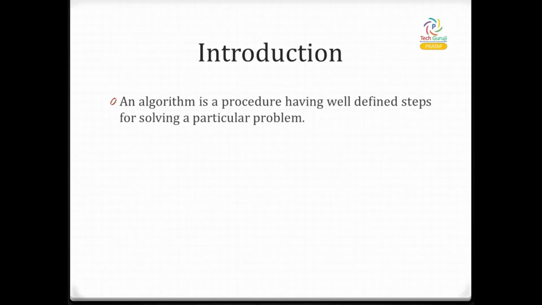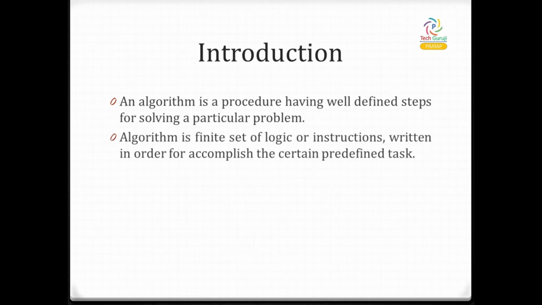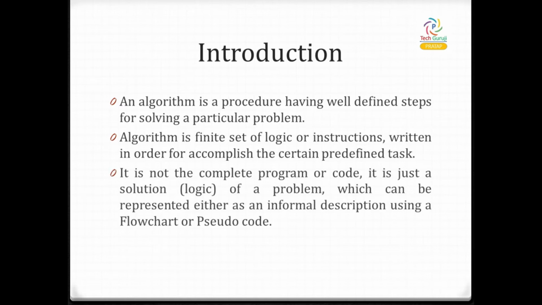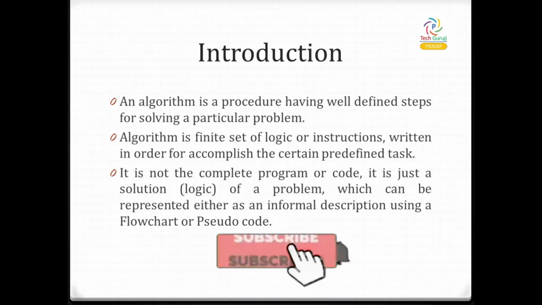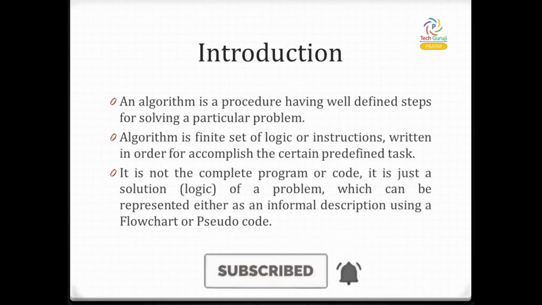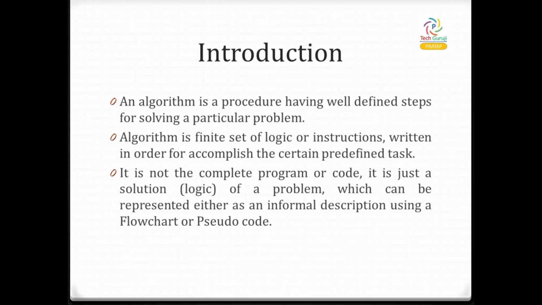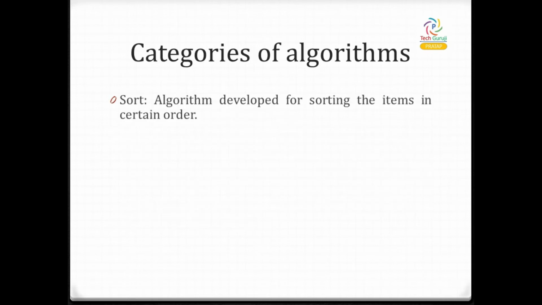What is an algorithm? An algorithm is a procedure having well-defined steps for solving a particular problem. An algorithm is a finite set of logic or instructions written in order to accomplish a certain predefined task. It is not the complete program or code. It is just a solution, that is, the logic of a program, which can be represented either as an informal description using a flowchart or pseudocode.